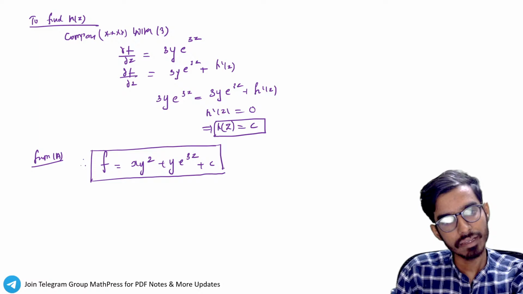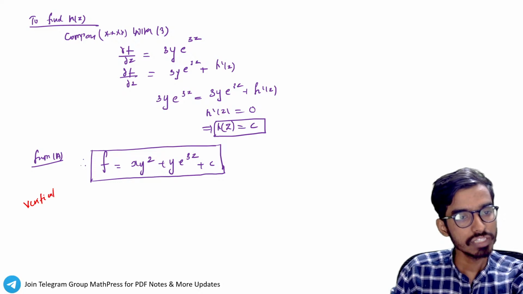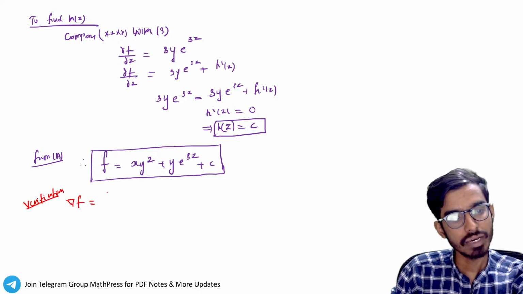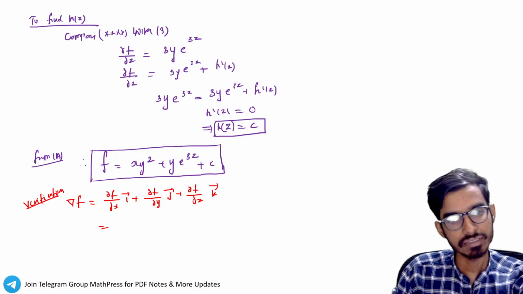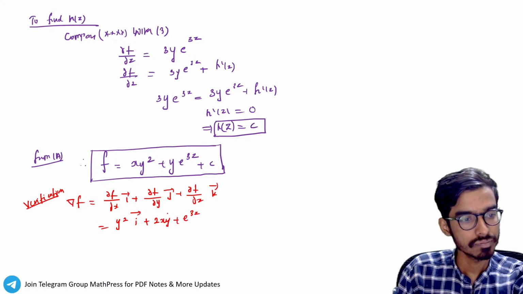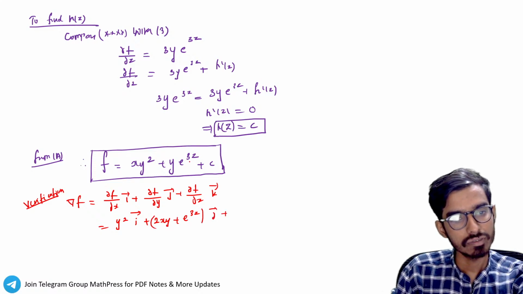You can check it very easily. You can verify this very easily. For verification, you just find del f for this. So it is dou f by dou x i vector, dou f by dou y j vector, dou f by dou z k vector. What is dou f by dou x with respect to x? This will be y square i vector. With respect to y, this will be 2xy plus e power 3z into j vector. With respect to z, this will be 3y e power 3z k vector.